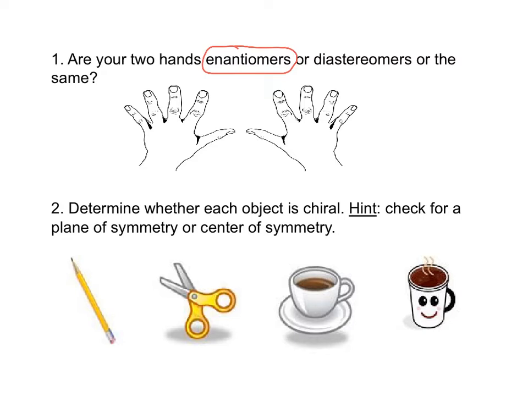So they are enantiomers. For question 2, a substance which is not chiral, or achiral, has a plane of symmetry or center of symmetry. So stop the video and determine whether each object is chiral. So the objects that are chiral are the pencil, and the cup of coffee has a plane of symmetry.